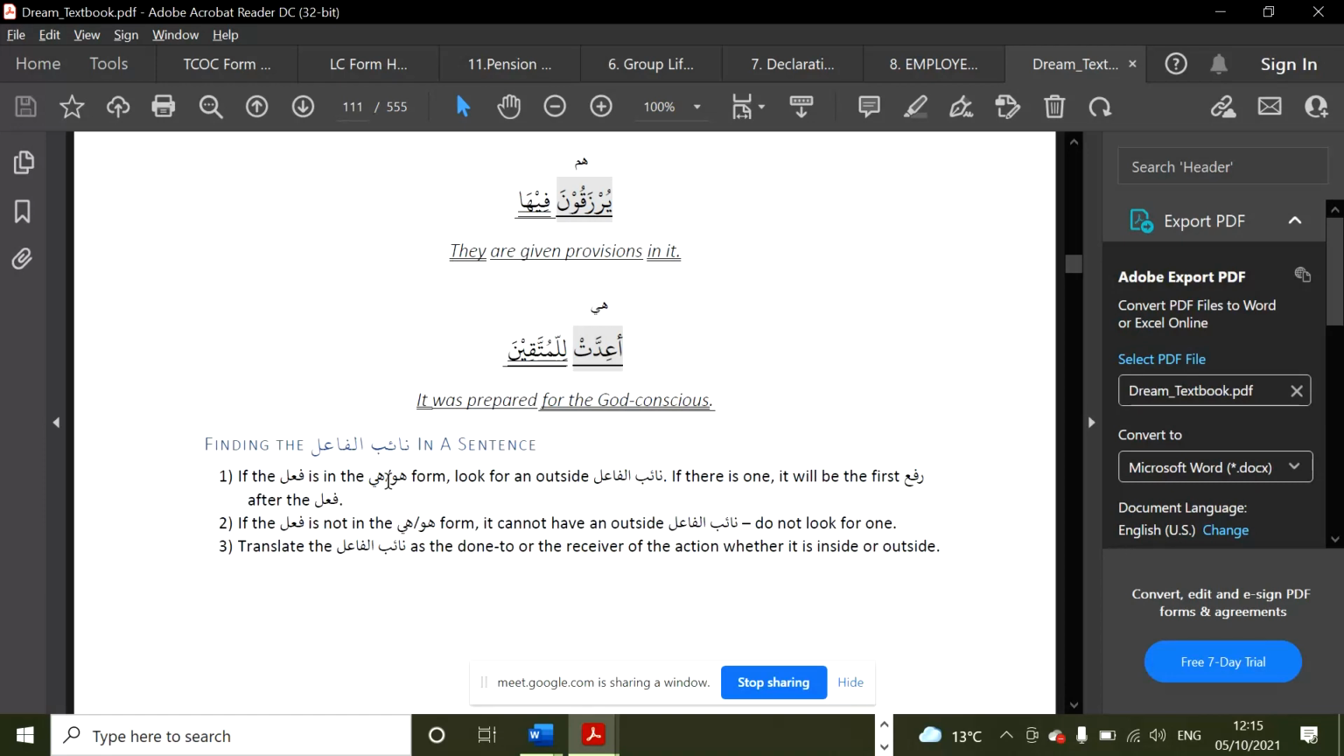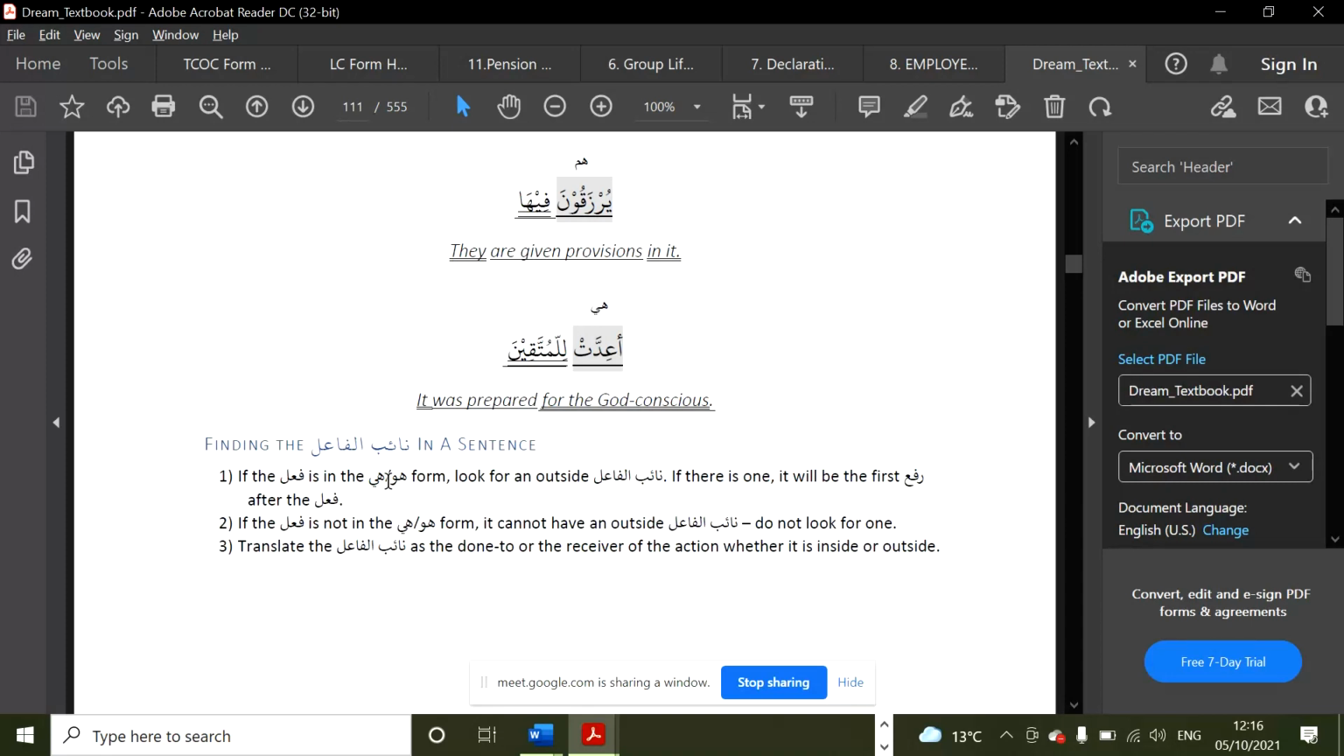And if we convert it into a normal mudari', how would you say it in Arabic and English? Yarzuquna fiha. And how would you translate it? They are given provision. No, you're talking about mabni lil majhul. I'm talking about normal.